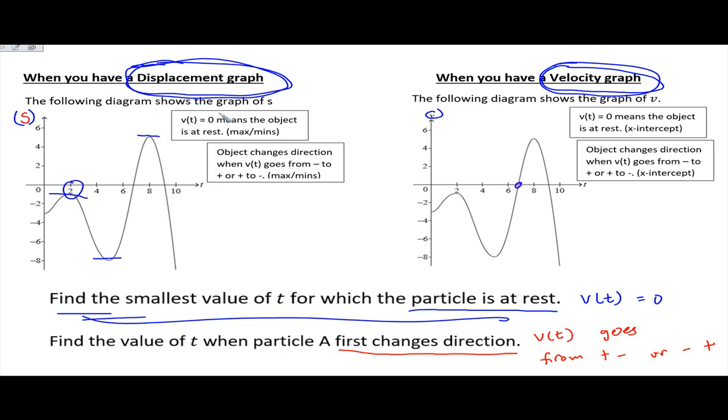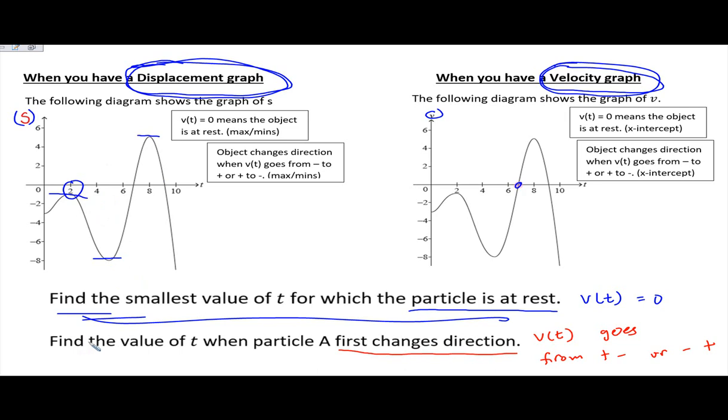Now, if you're looking at a displacement graph, remember if you're thinking velocity, velocity is the derivative of displacement. So we're thinking tangent lines. So when does the tangent line go from positive to negative or negative to positive? That's going to be at these maximums and minimums.